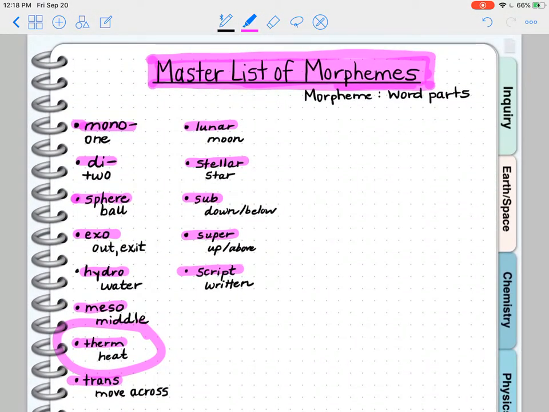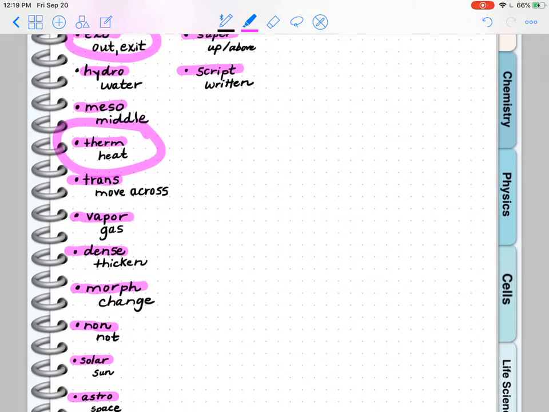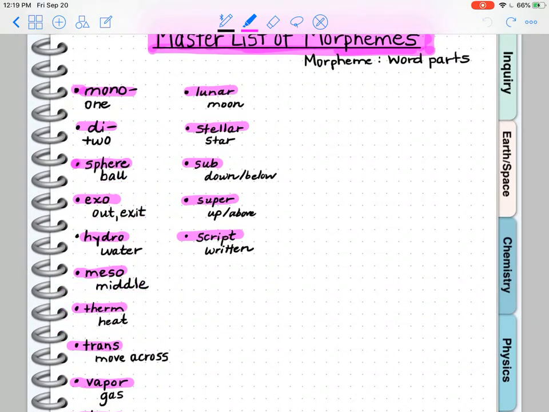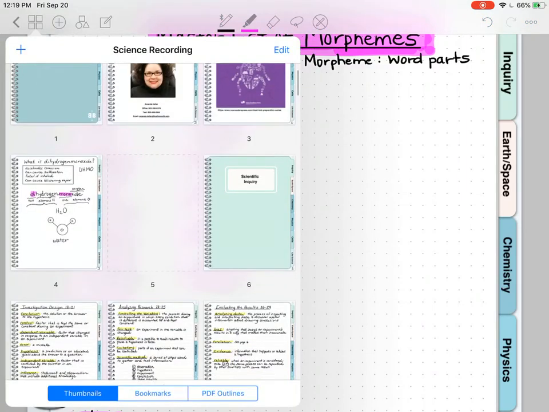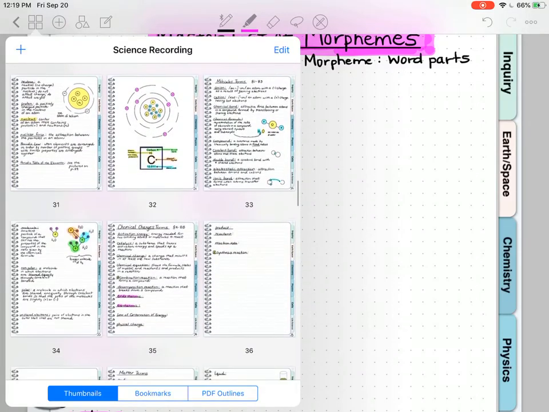Maybe we don't have endo and exo. Yes, there's exo, which means out. Do we have endo? We do not. So let's go ahead and add endo to this list. Usually when you add exo, you add endo, but that's okay. Endo means in or inner. So the morpheme is endo. Endo, exo, and therm. So let's go back down here to our page.